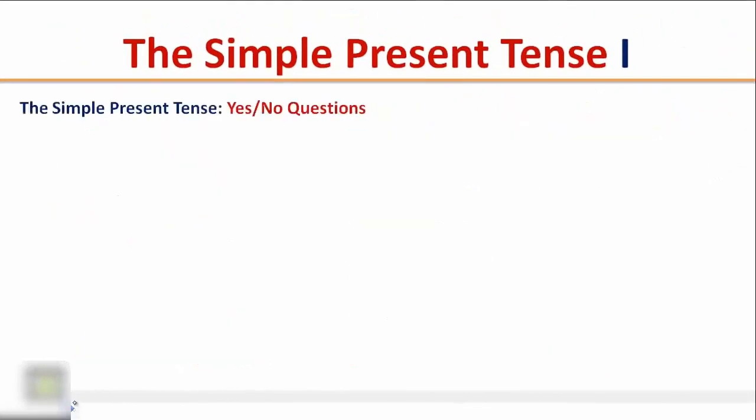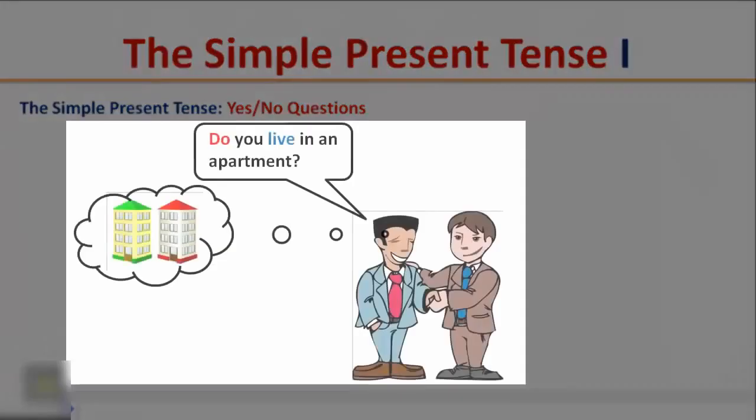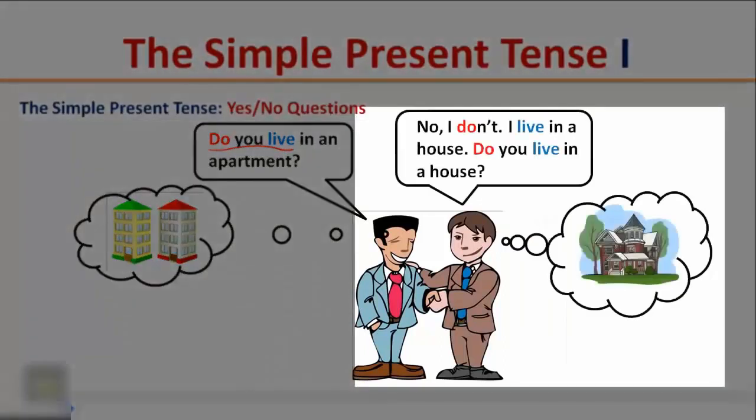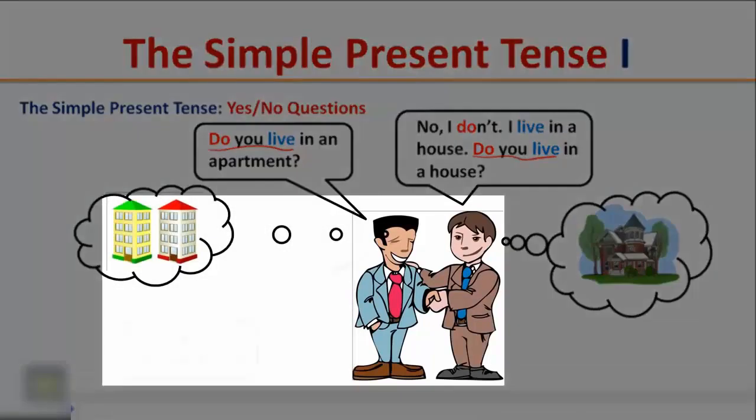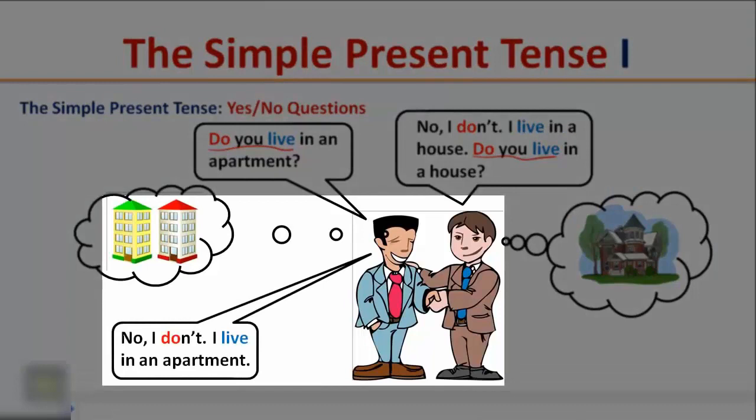The simple present tense, yes-no questions. Listen to the following short conversation and pay attention to the word order in yes-no questions. Do you live in an apartment? No, I don't. I live in a house. Do you live in a house? No, I don't. I live in an apartment.